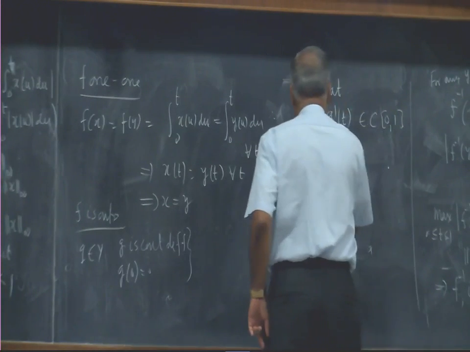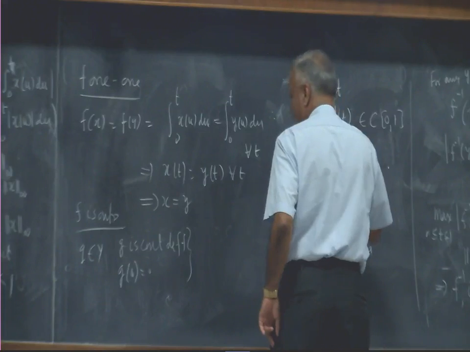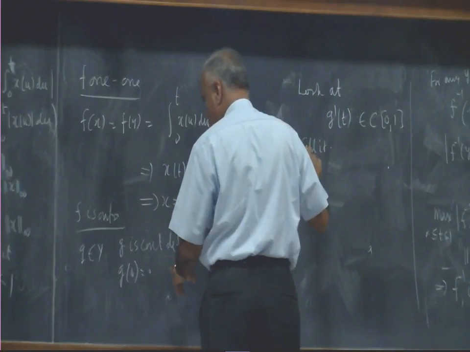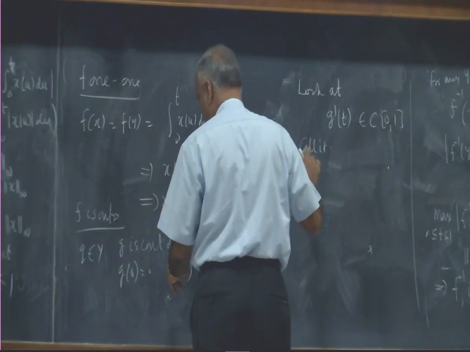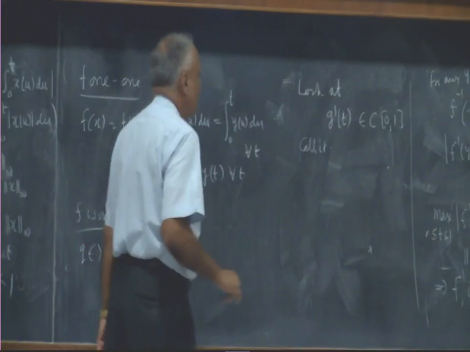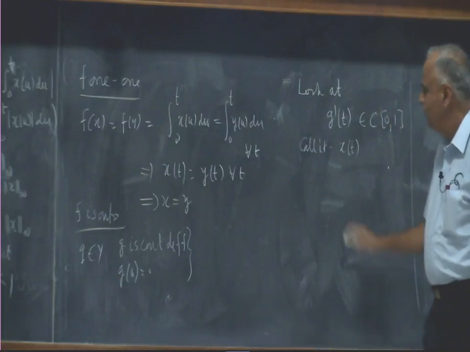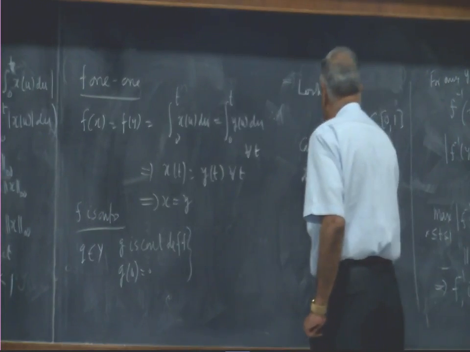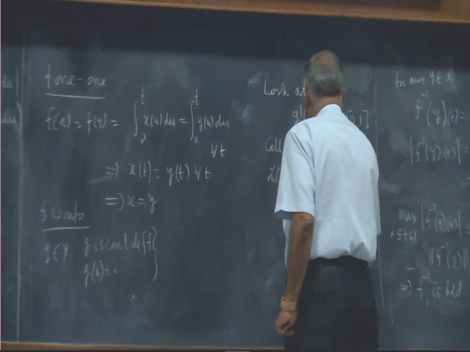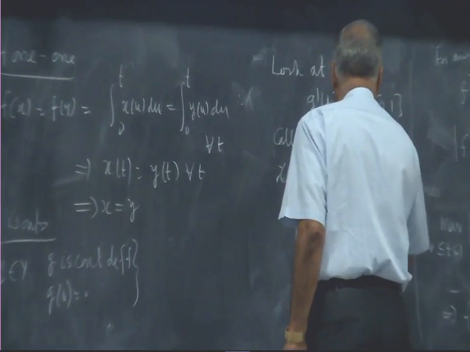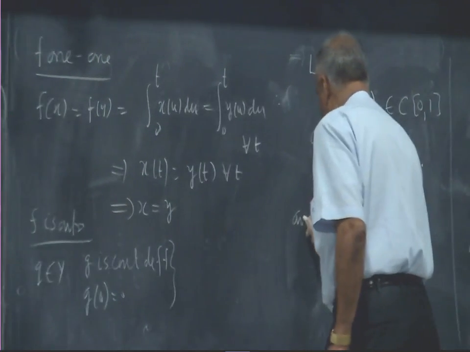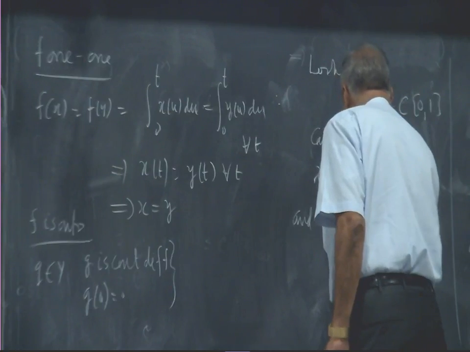Call it x. Call it x of t. Then x of t belongs to X, and what about F of x of t?